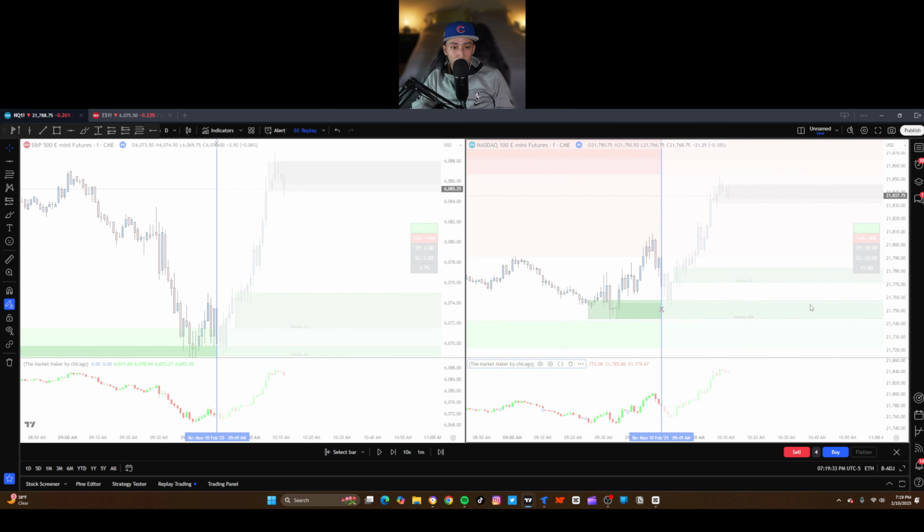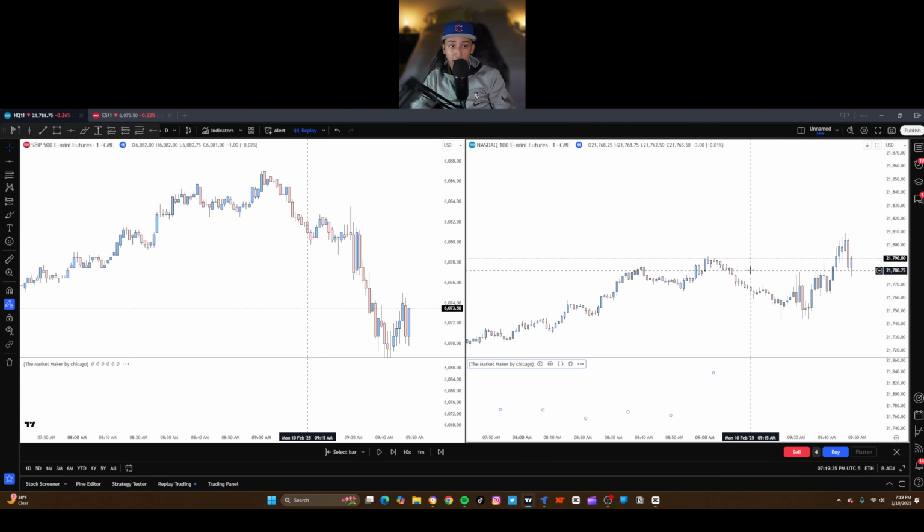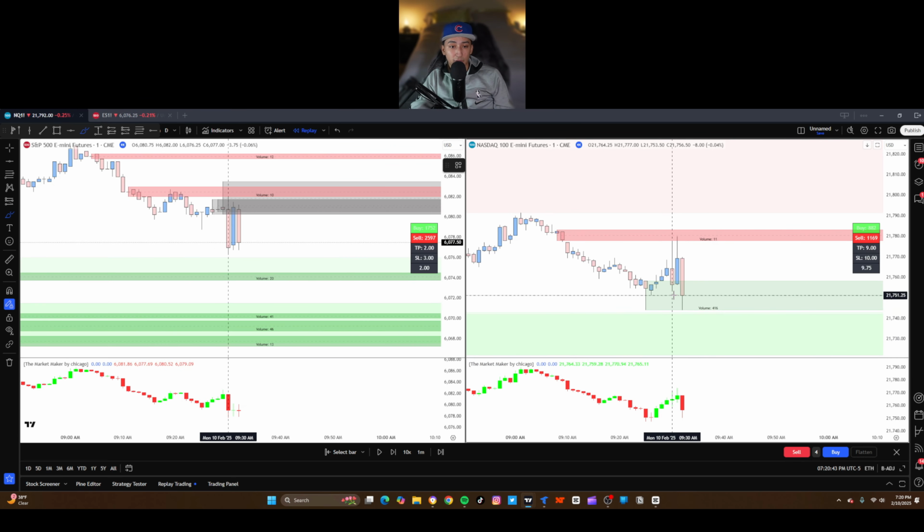Now, without further ado, we will go over the trades I took today. On the right side of my screen, it is NQ. On my left side, it is ES. So looking a little bit after market open, as you can see, we had some volume as always.